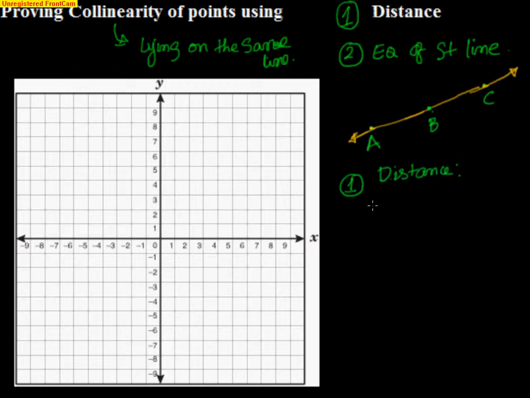What we have to show is that the distance between 2 points is equal to the sum of the distances between the remaining 2 points. That I can do. Okay, fine. What else can you do?